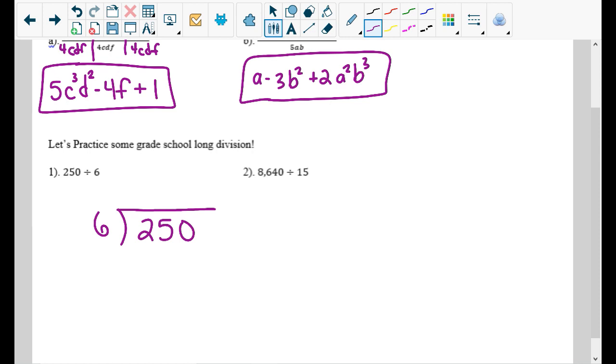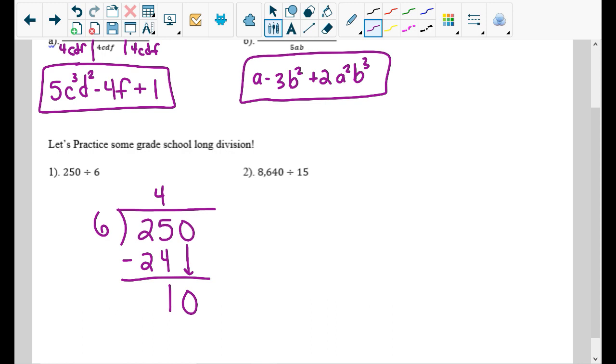So 6 can't go into 2. So now I'm going to look at 25. So 6 going into 25. How many times does 6 go into 25? Well, 4 times. 4 times 6 is 24. And then, just like before, we subtract these values. So 25 minus 24 gives me 1. Bring down the next number. So now I have a 10.